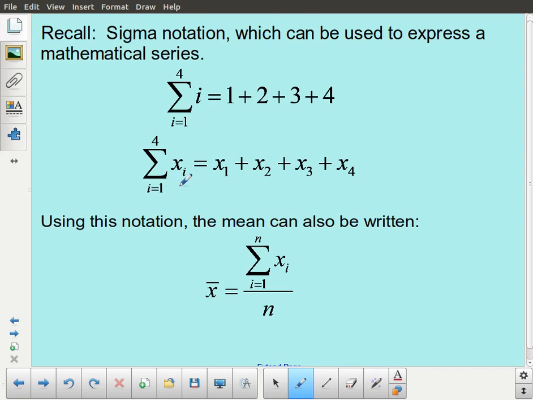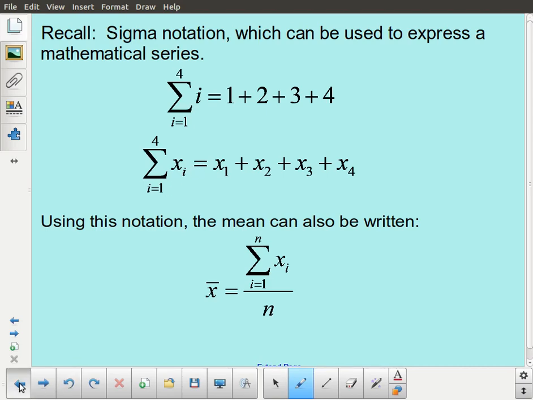We can also start to create more sophisticated expressions using sigma notation. Once again, I'm going to start at 1, and I'm going to increment by 1s until I reach 4. But now I'm not going to just take the i value, I'm going to take x subscript i. Now we use subscripts in mathematics to denote different terms. So this is basically saying I'm going to add the first term to the second term to the third term to the fourth term. Or another way of saying that is I'm going to take the sum of 4 terms.